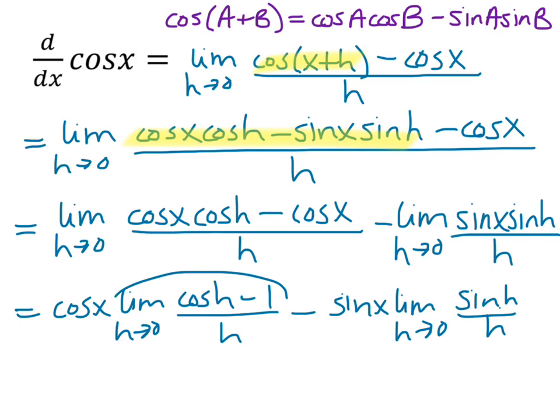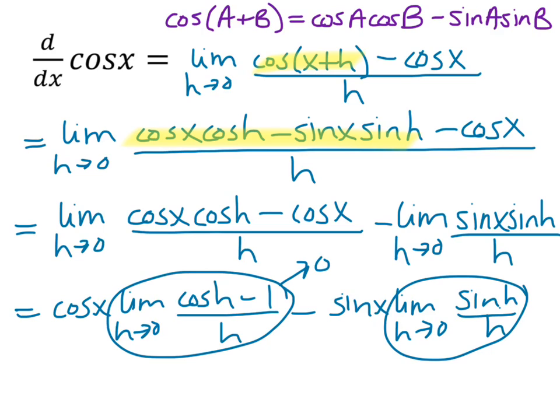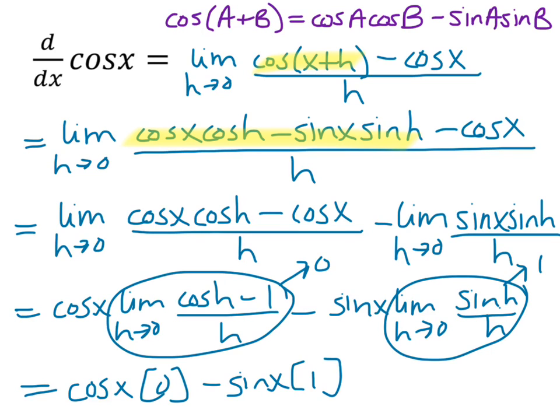Those two limits are the same as before. There's our y1 and our y2. Our y1 was headed to 0. Our y2 was headed to 1. So this turned into cosine x multiplied by 0 minus sine x multiplied by 1, which gives us negative sine x. Hence the derivative of cosine x equals negative sine x.